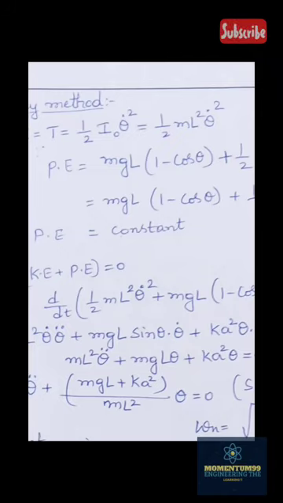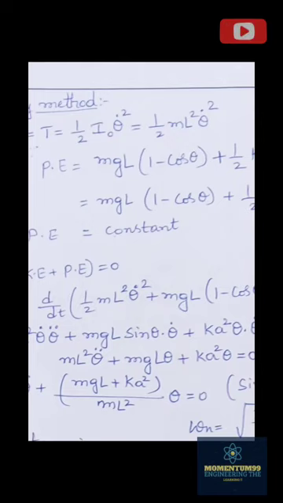Now I will be writing this equation as half into I naught. We have seen in the previous part of this video where I have shown you how you will be writing I naught as ml square. Look at that portion if you have not got it properly. We will be rewriting this equation as half into ml square into theta dot square.